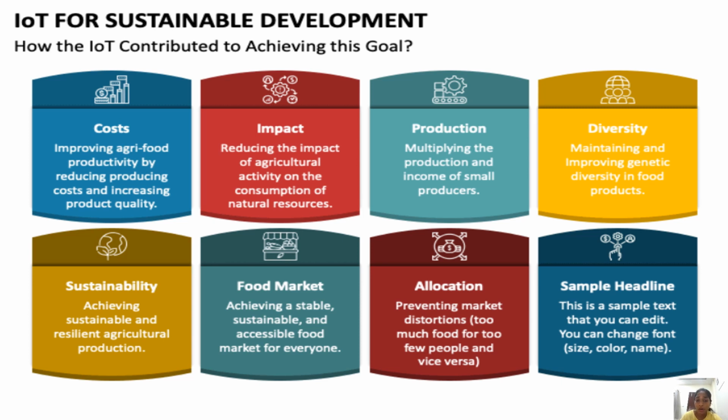Real-time monitoring of soil moisture and weather conditions. As we know, IoT helps in optimizing irrigation schedules, reducing water consumption and preserving freshwater resources, which is very helpful.